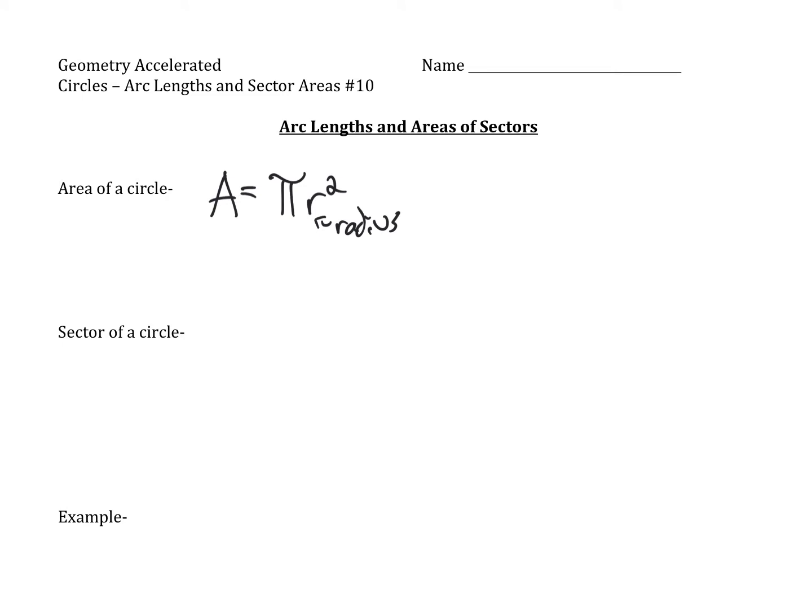So a sector of a circle is basically a slice of the area. Now let's see how good I can draw a circle on the iPad. Not terrible. A sector of a circle is probably easier to show you than to define it, although I'll do both. If I draw a circle and carve out a slice, my sector, or my area sector, would be the portion of the area inside that slice.